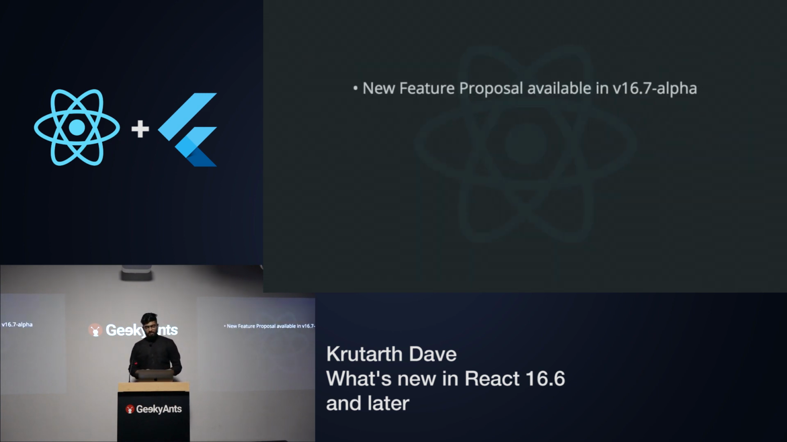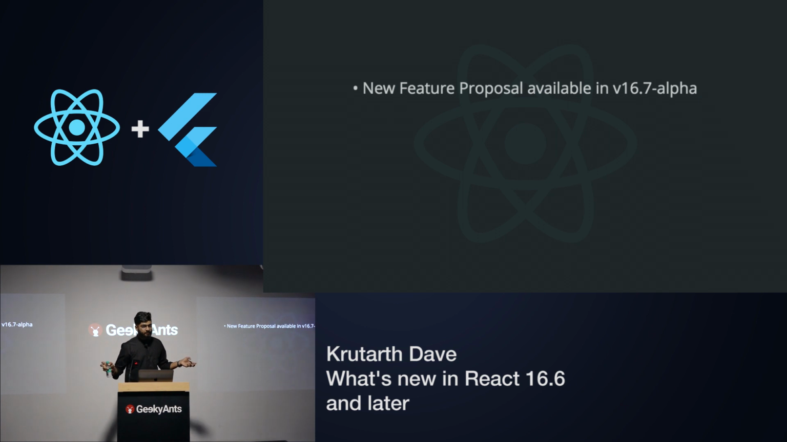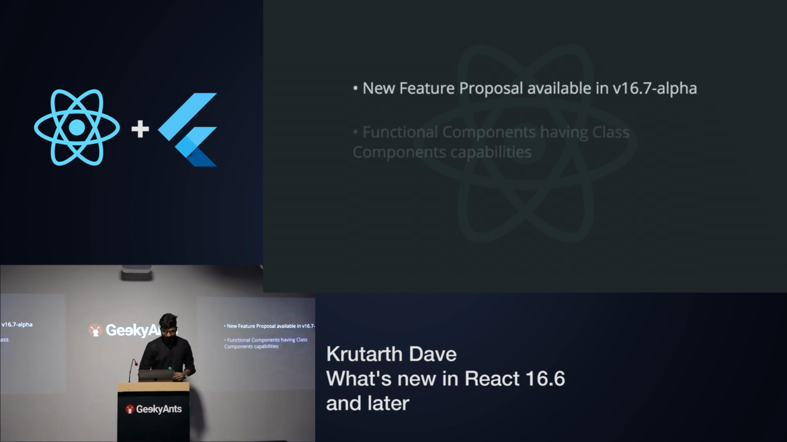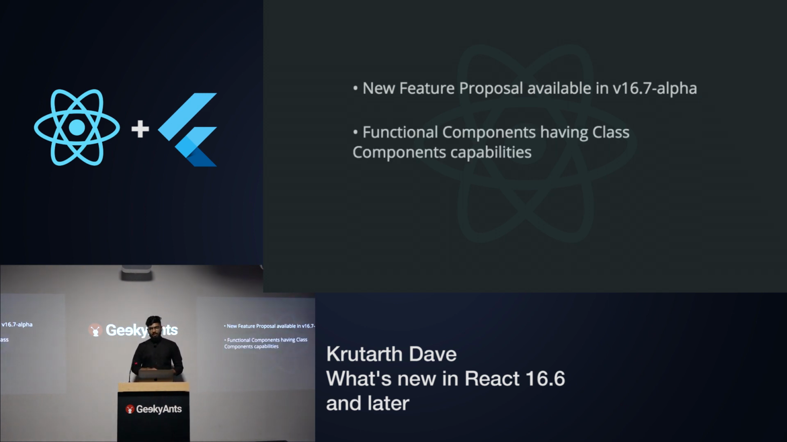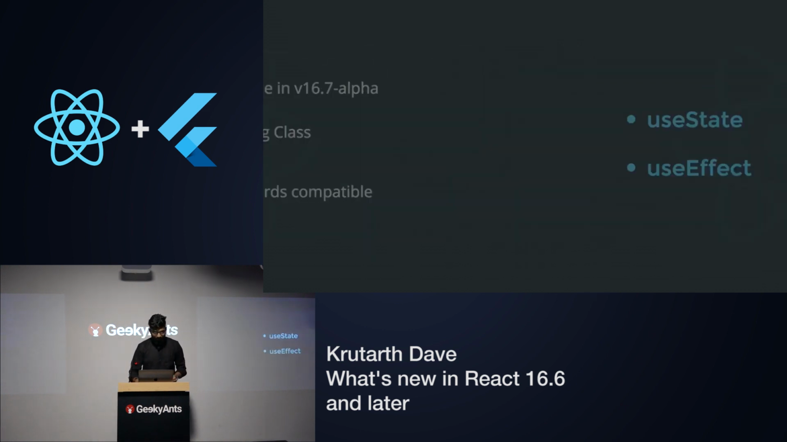So it's a new feature proposal, available in 16.7 alpha. No, because the day before yesterday the PR got merged, and it's in beta now. It's about functional components. It's all about functional components having class component capabilities, and it's completely opt-in. So after this meetup, you do not need to go to your code base and change the entire code base to the functional manner.